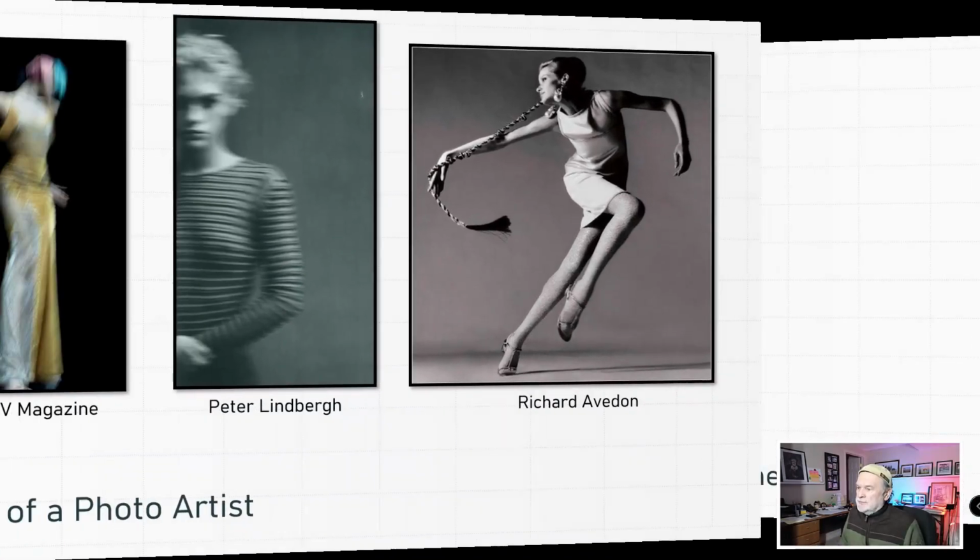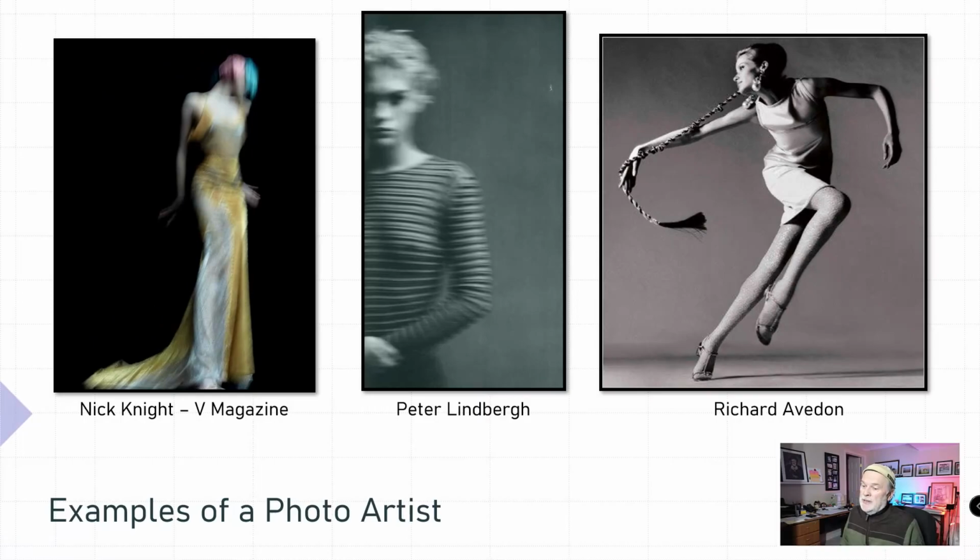How about this one? These are well-known people. Nick Knight, I think Nick Knight is still alive, for V Magazine. Gee, that image on the left, that's tack sharp, isn't it? But yet it was published. How about Peter Lindbergh? Did you ever hear about him? Fashion photographer. Passed away, I believe, I can't remember, late 80s or the 90s. But anyhow, well-known fashion photographer, and that doesn't look too tack sharp to me.